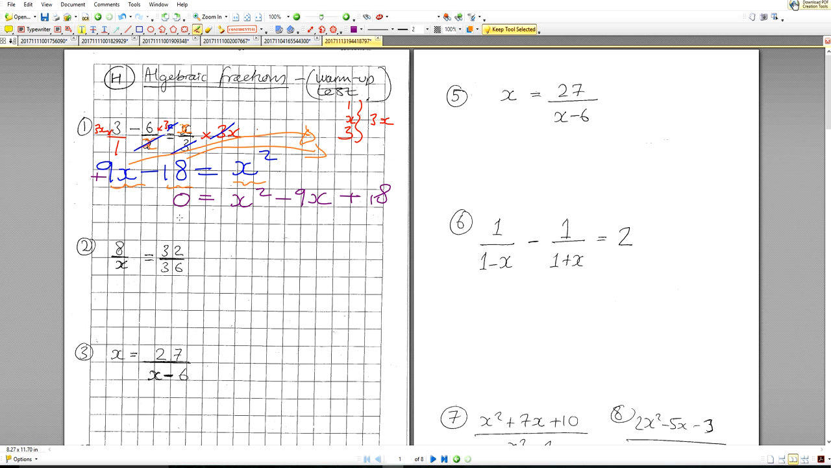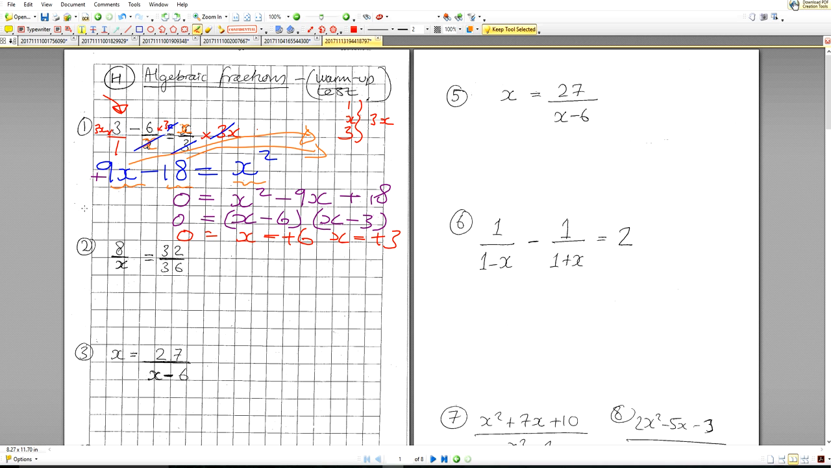So now we need to factorize this. We're looking for two numbers that multiply to give you plus 18, but when you add them up, it gives you minus 9. So that will give you x minus 6 and x minus 3. Now, to finish it off completely, we need to solve for x. So opposite of minus 6 here will give us x is equal to plus 6. And opposite of minus 3 to make this part 0 will give us x is equal to plus 3. So these are the solutions to the above equation.